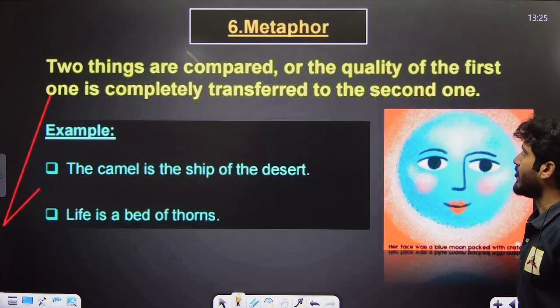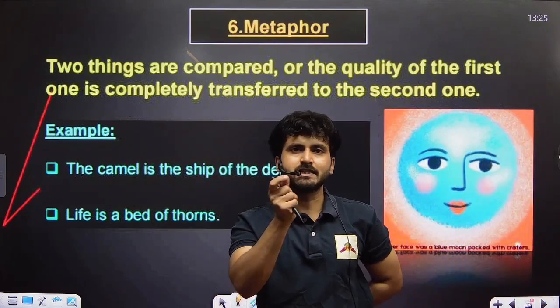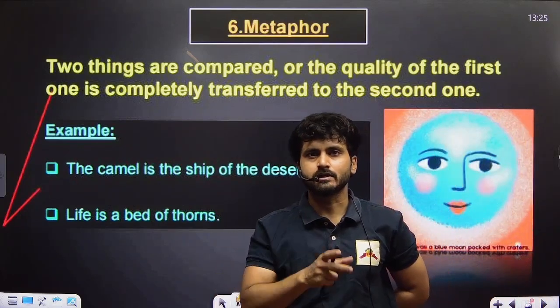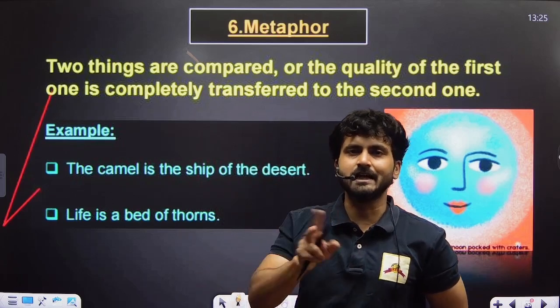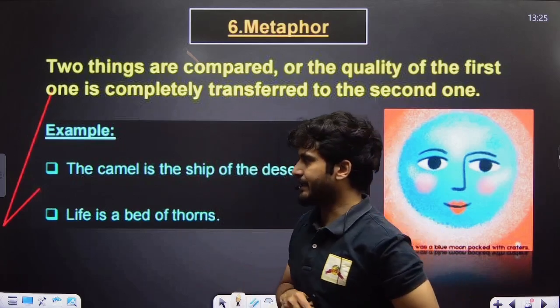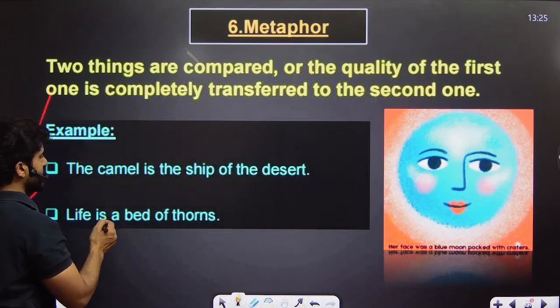And then we have our metaphor. In this, the things are being compared, likewise as in the simile, but there is not the direct comparison. The words like or as will be eliminated. For example, the camel is the ship of the desert. Life is a bed of thorns.